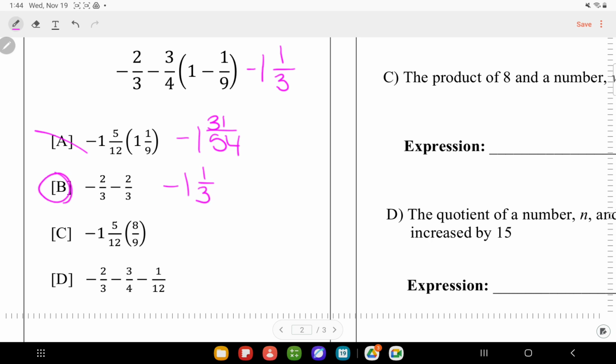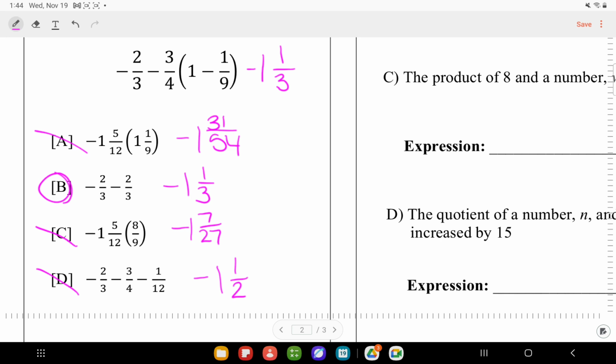Ooh, that looks good, but I'm still going to check the others, of course. Negative 1 ABC 5 ABC 12, parentheses 8 ABC 9. Hit enter. You get negative 1 7/27. Nope. And the last one, negative 2 ABC 3 minus 3 ABC 4 minus 1 ABC 12, and you hit enter in there, and you get negative 1 1/2, and that is not exactly the same either. So the only one that works is option B.